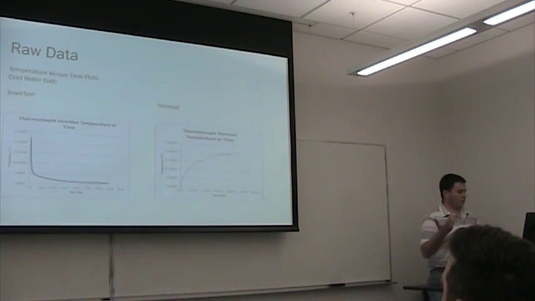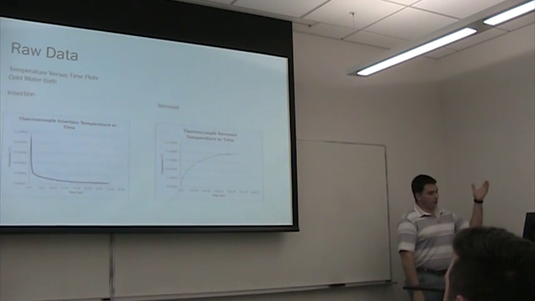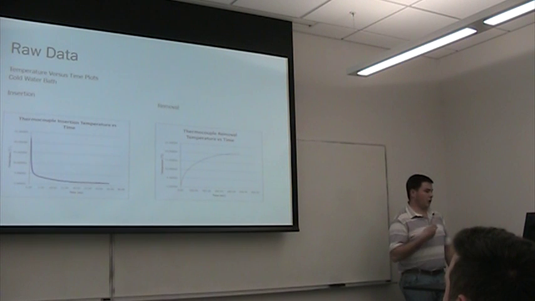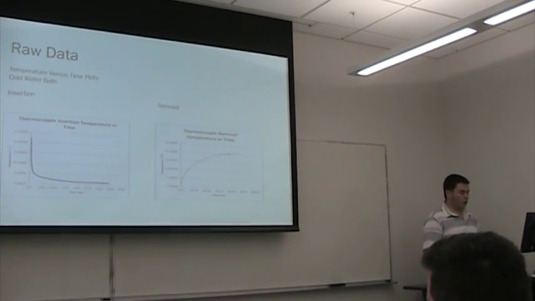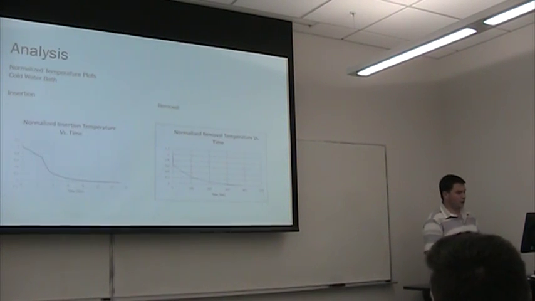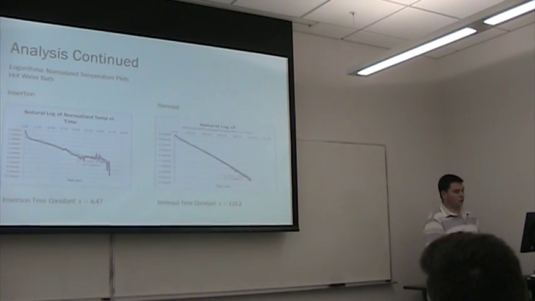Now I'm going to compare the raw data for the cold water bath, and upon doing that, we see that the behavior of the thermocouple upon insertion and removal follows the same trend as in the hot water bath. Again, I normalized it, took the natural log of the normalized temperature, graphed it, and got time constants of 6.47 and 128, which is what was expected.